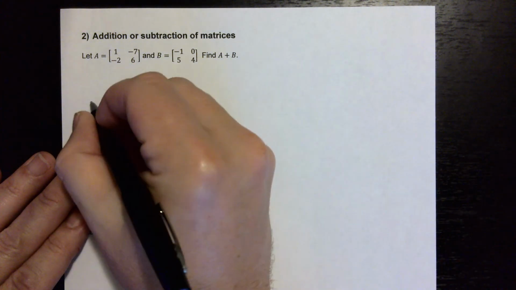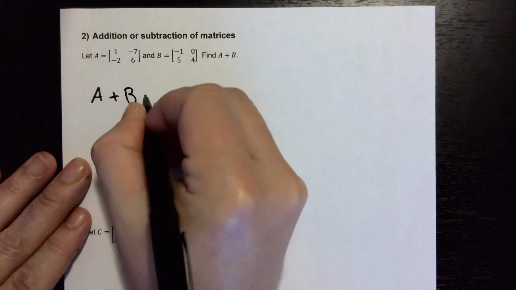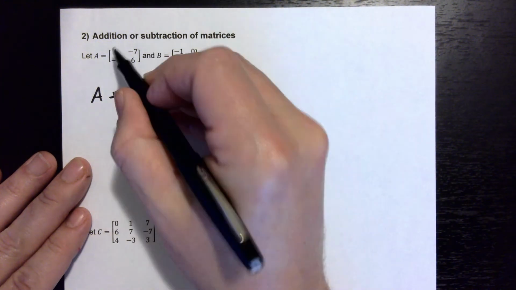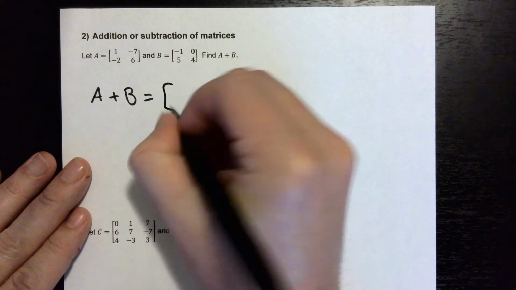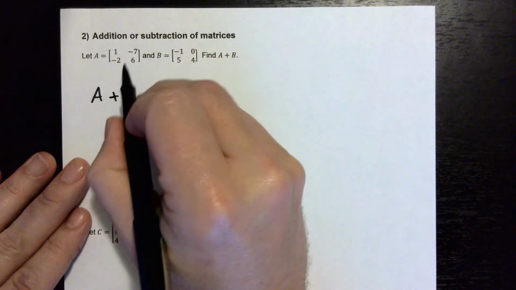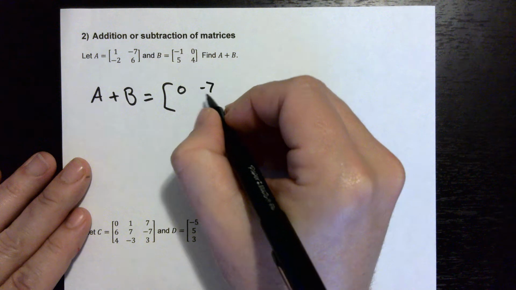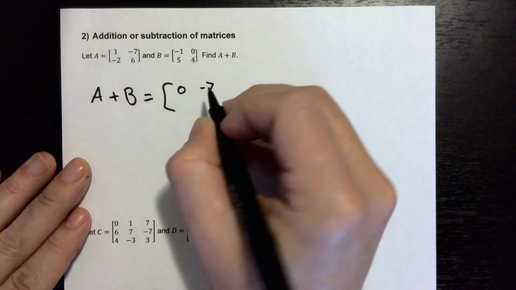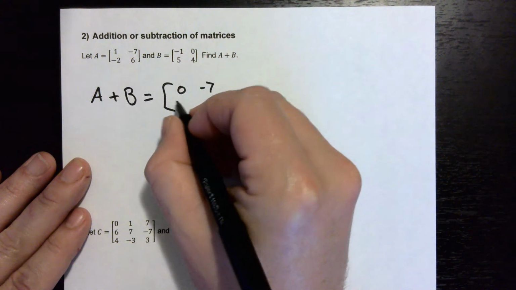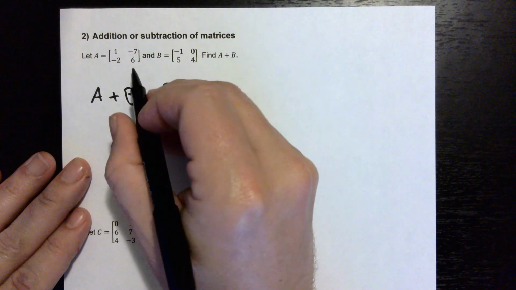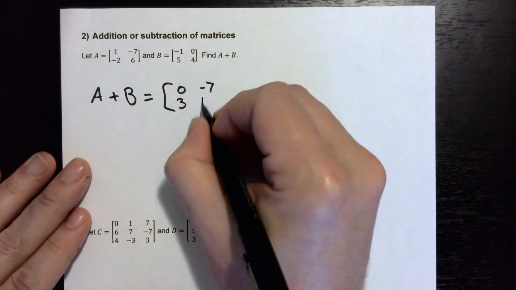So A plus B is equal to, what is -1 plus 1? That's 0. What is -7 plus 0? It's -7. What is -2 plus 5? That would be 3. And then 4 plus 6 is 10.